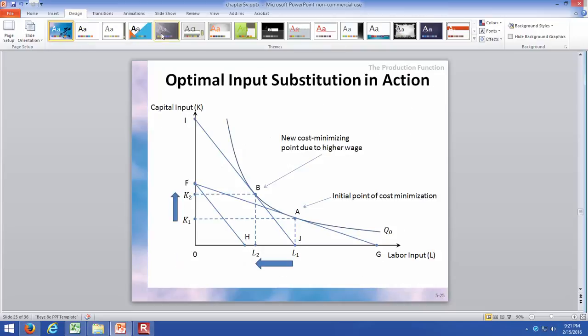So this tells you the optimal input substitution in action. Here this is the cost minimizing point due to the higher wage, and this tells you the initial point of cost minimization. So basically here we are moving to a point where we are using more labor.